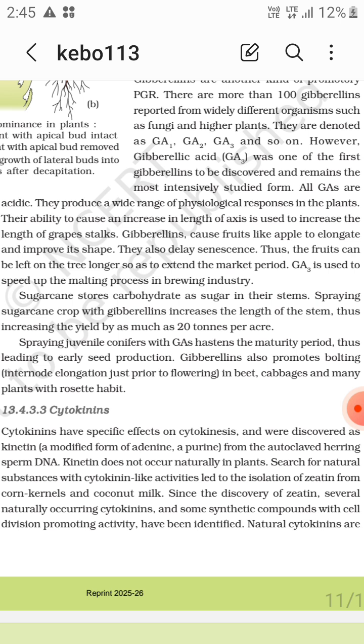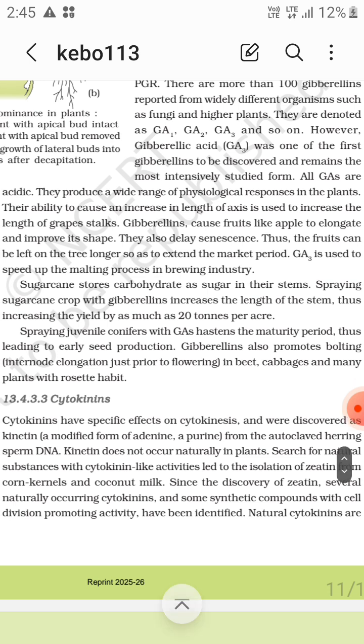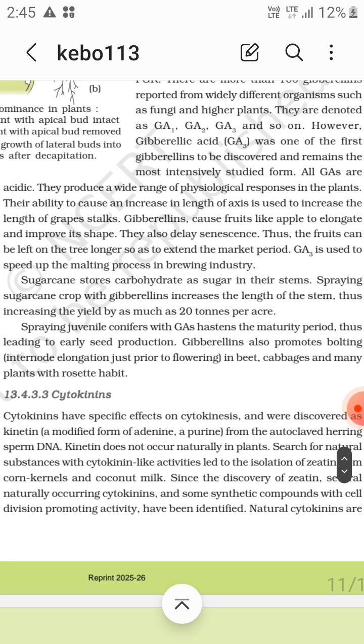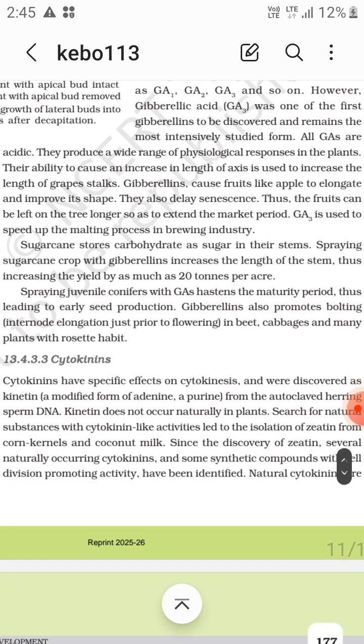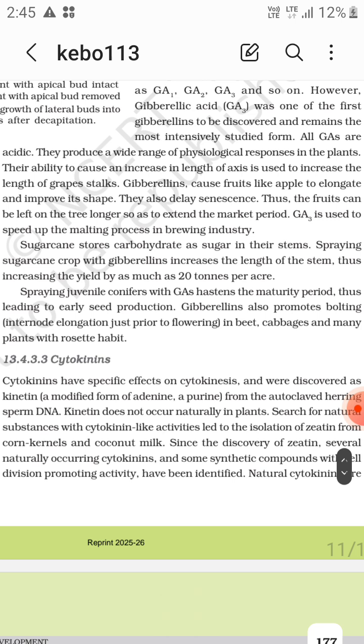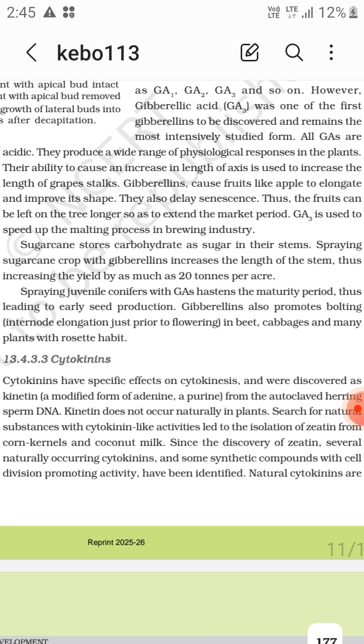Okay. Now sugarcane stores carbohydrate as sugar in their stems. Spraying the sugarcane crop with gibberellins increases the length of the stem, thus increasing the yield by as much as 20 tons per acre. Now spraying juvenile conifers with GAs hastens the maturity period, thus leading to early seed production.